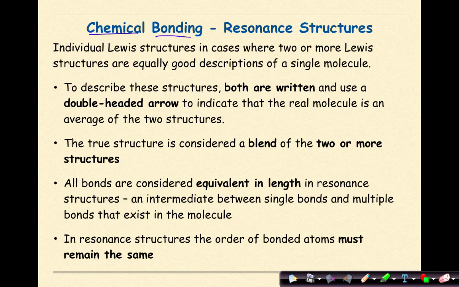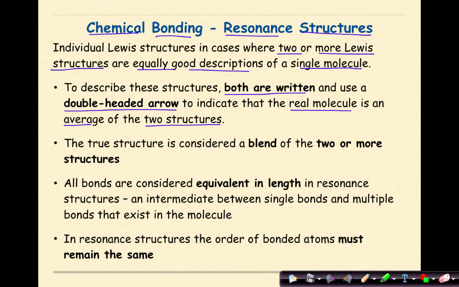Chemical bonding, resonance structures. Resonance structures are individual Lewis structures in cases where two or more Lewis structures are equally good descriptions of a single molecule. To describe these structures, both are written and a double-headed arrow is used to indicate that the real molecule is an average of the two structures.